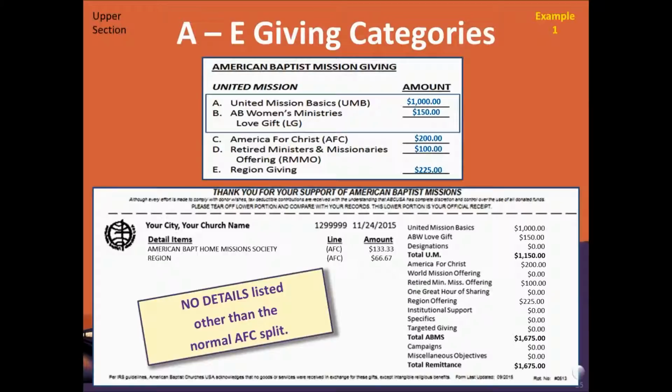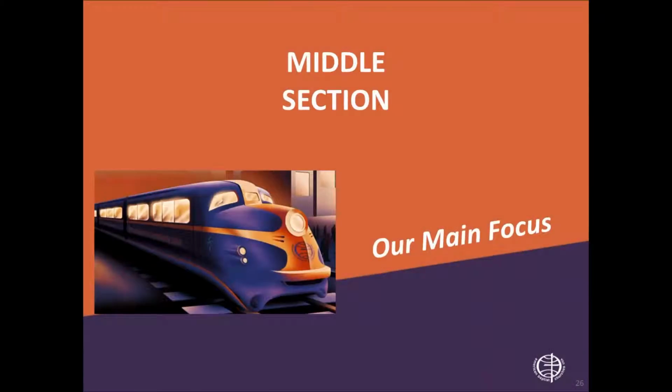Then we have $200 for America for Christ, but notice on the left side, this is broken down, and we now have details, but we didn't have to write in any details. The details come because the covenant agreement says that AFC is divided into thirds, 1/3 to the region and 2/3 to ABHMS. All the rest is put into their regular places on the form. Now that leaves us with the middle section, which is our main focus for this session.